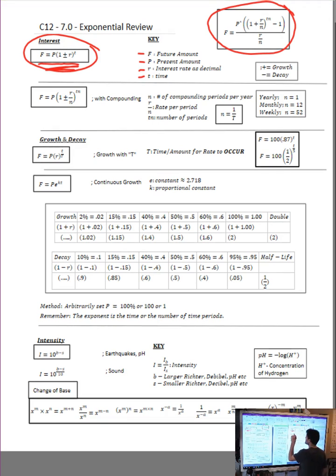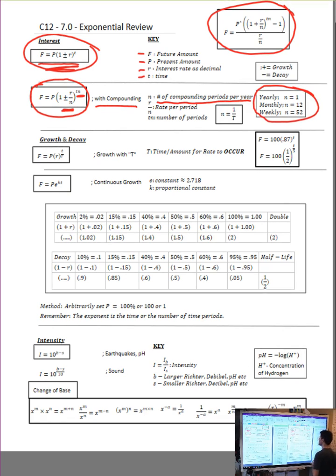Now we're going to talk about the same formula with compounding. So notice we've just taken the R and divided it by n and taken the T and timesed it by n, where n is the number of compounding periods per year. So if we compound yearly, n is 1, monthly, n is 12, weekly, n is 52, daily, n would be 365, excuse me.